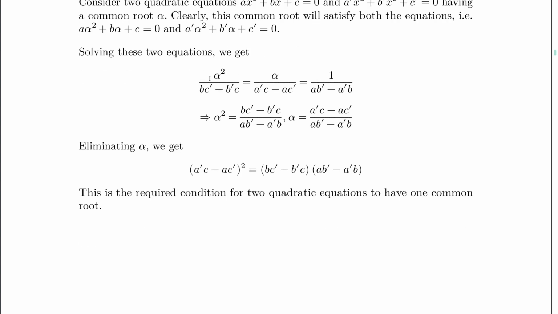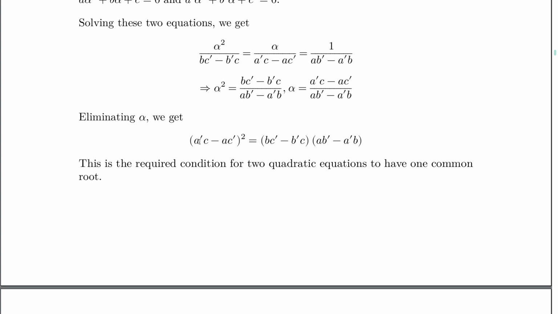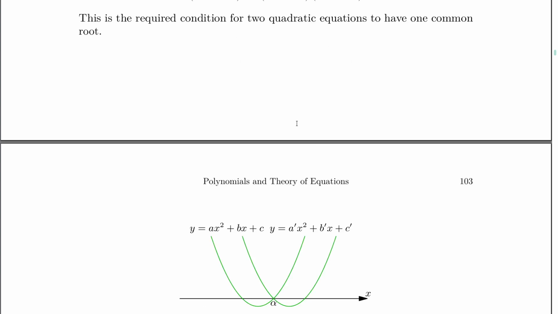Now we solve these two equations. We get alpha square by (bc prime minus b prime c) is equal to alpha by (a prime c minus ac prime) is equal to 1 by (ab prime minus a prime b). So from this we get alpha square and alpha. Now you eliminate alpha and you are left with (a prime c minus ac prime) whole square is equal to (bc prime minus b prime c) into (ab prime minus a prime b). Once this condition is satisfied, two quadratic equations will have one common root.